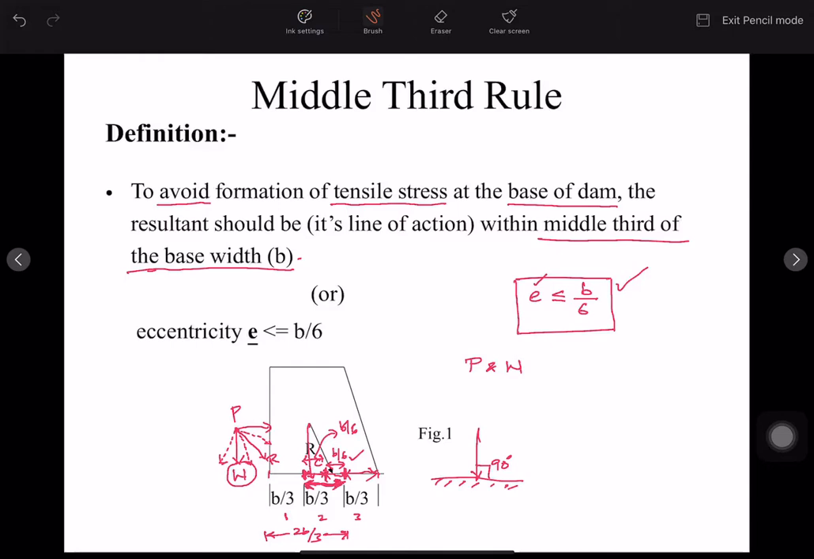So if the dam bottom face is like this, then it can be like this. If we increase this angle, W will be like this and P will be like this and R will be like this, and water pressure will be like this, so R can be shifted further to this side but not to this side. Okay, we can see the opposite direction.